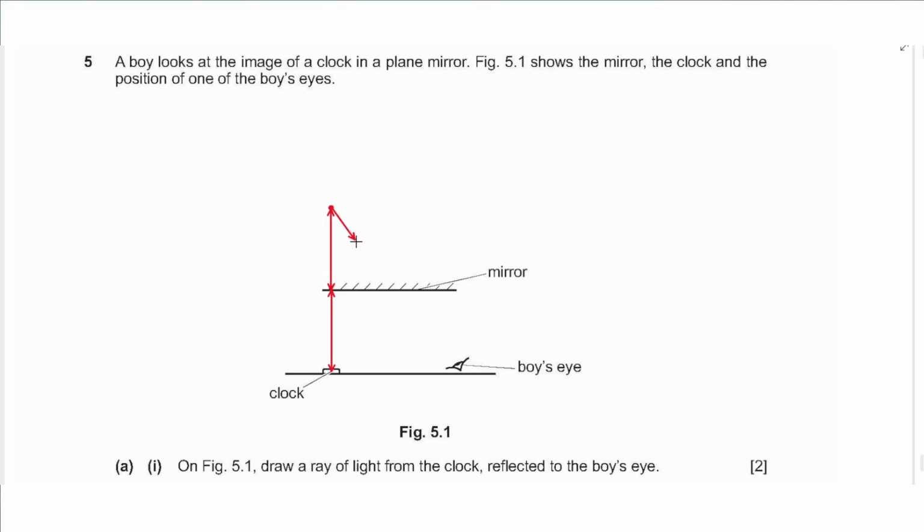And we can draw a straight arrow going from the image to the eye of the boy. But we draw the part behind the mirror as a dashed line to indicate that this is not the real ray of light. The real ray of light came from the clock to the mirror at this point and then was reflected towards the eye of the boy. And we can draw a normal to indicate that this angle is equal to that angle, which are the angle of incidence and angle of reflection. But the normal is also an imaginary line, not a real ray of light.